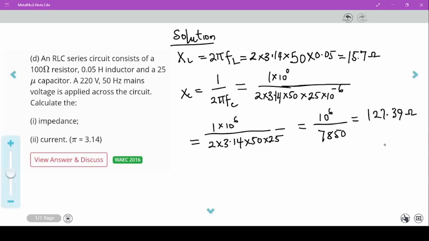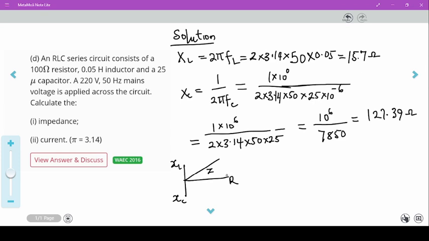Now that we have our inductive reactance and capacitive reactance, we can establish the relationship between all the resistive components. We all know that the relationship between XL, XC, and resistance is a graph like this, of which we have here XL as the positive side of Y, while XC is the negative side of Y. So the resultant here happens to be what we call the impedance.